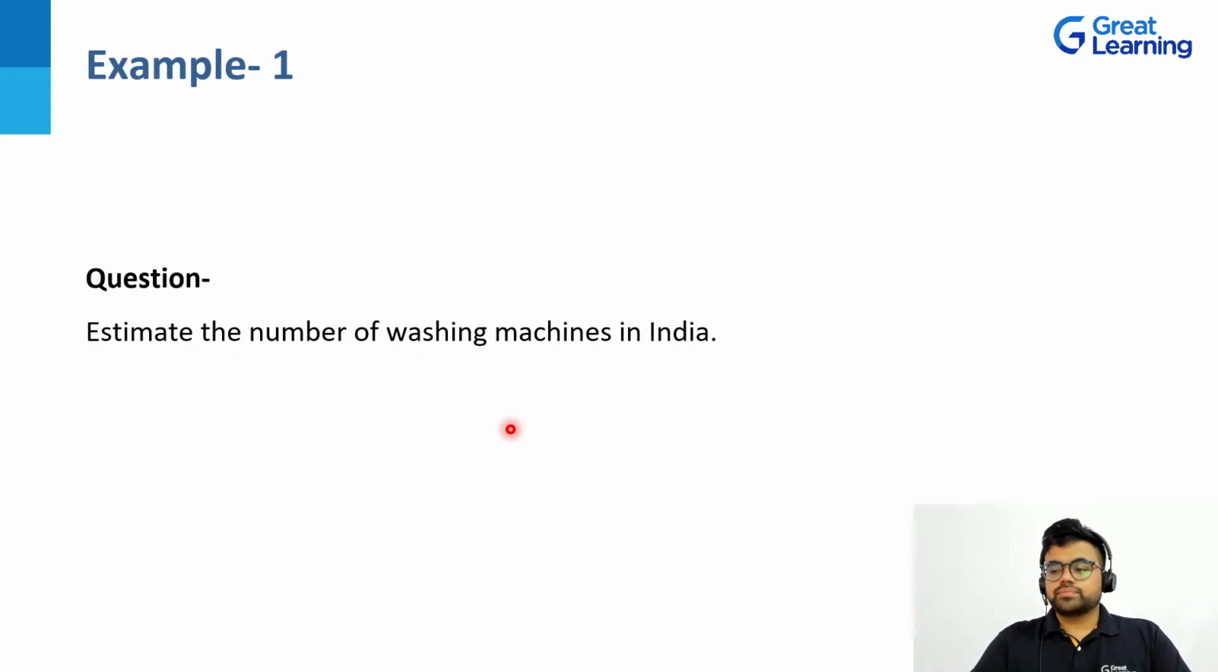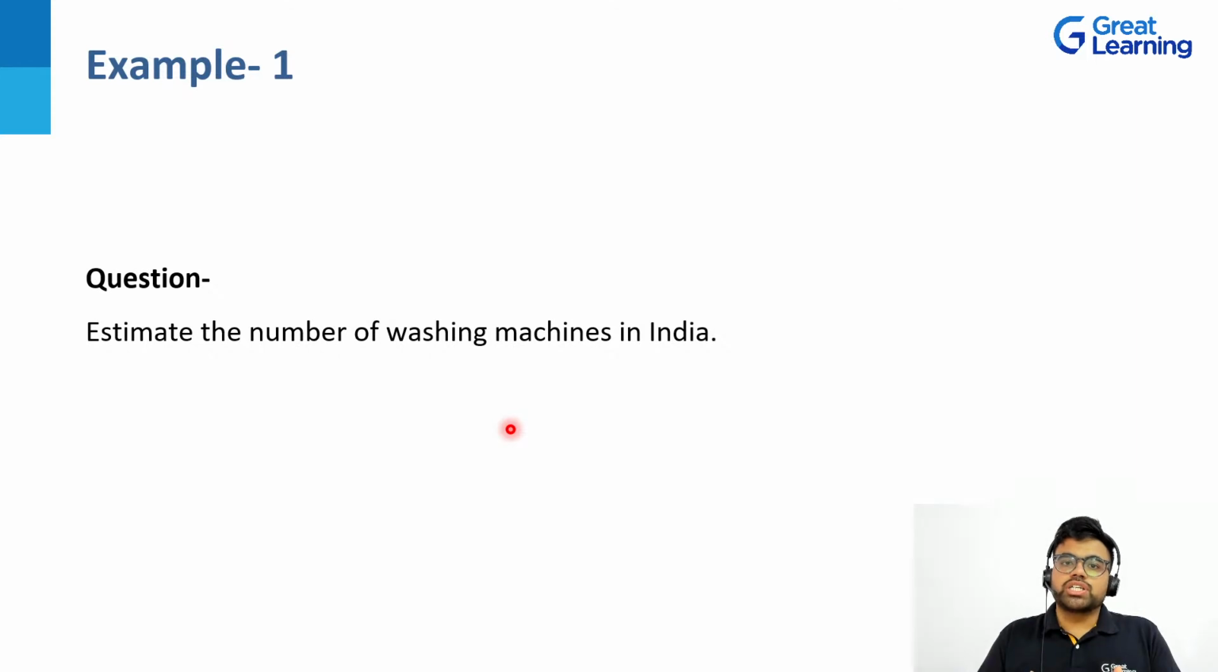All right. So how would you start? How would you go ahead with this particular problem? Now, if you have to estimate the number of washing machines in India, there are always two ways in which you can solve this problem. One is a more complicated one, that is the demand side or the supply side. Let me talk about what is the demand side and what is the supply side.